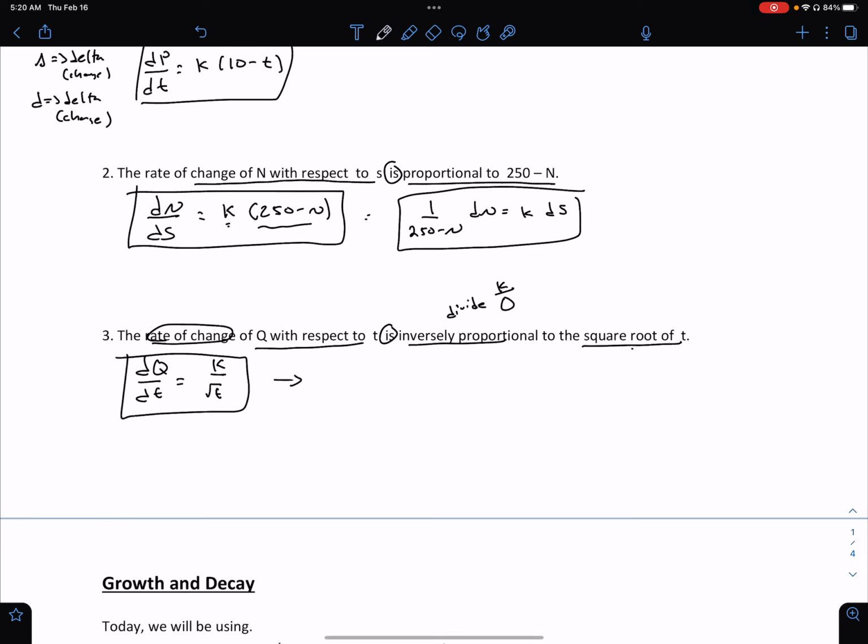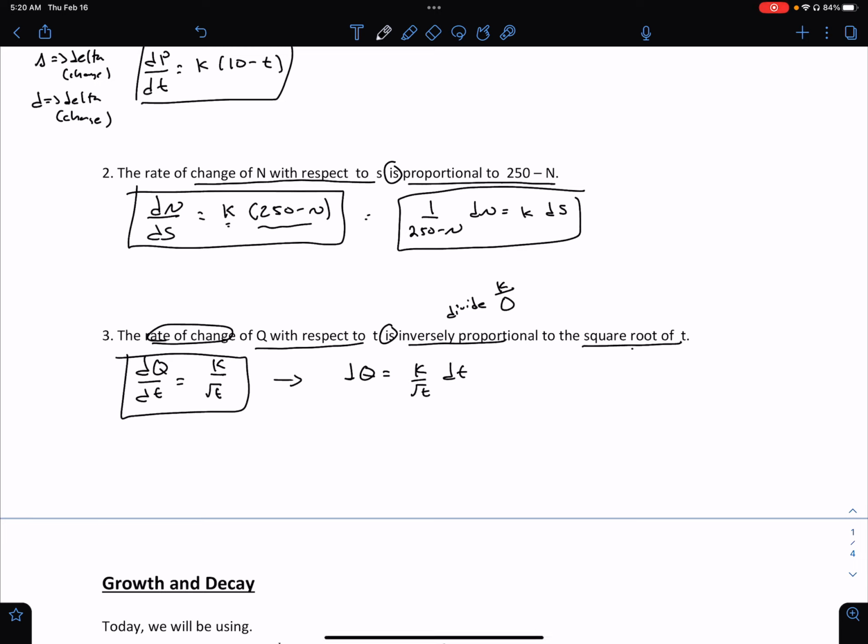To solve this, we want to solve for dq. Well, there's no q over here. Notice there is no q, so we don't need to put anything else on the left side. But we do need to bring the dt over. So let's go ahead and do that. So we would get dq equals k over root t dt.